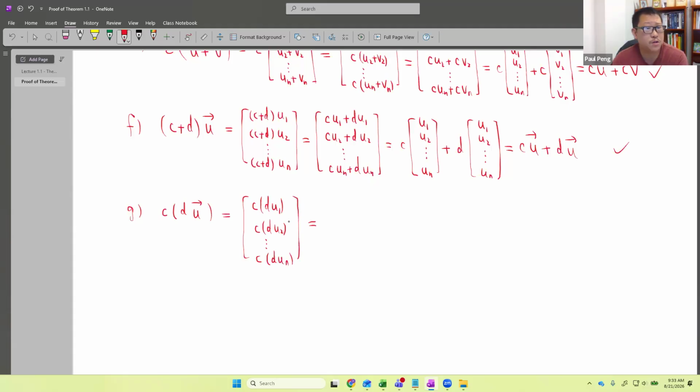See? When you associate it, I can put CD together, which is CD times u1, CD times u2, goes on to CD times un. Now, by scalar multiplication, that will be CD times the u vector. That's the last one. I did it.